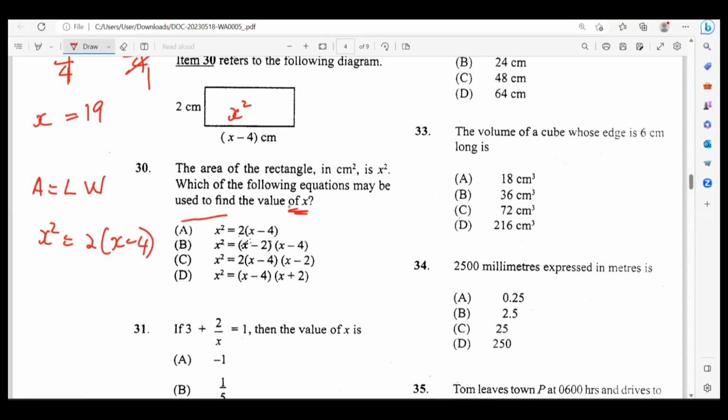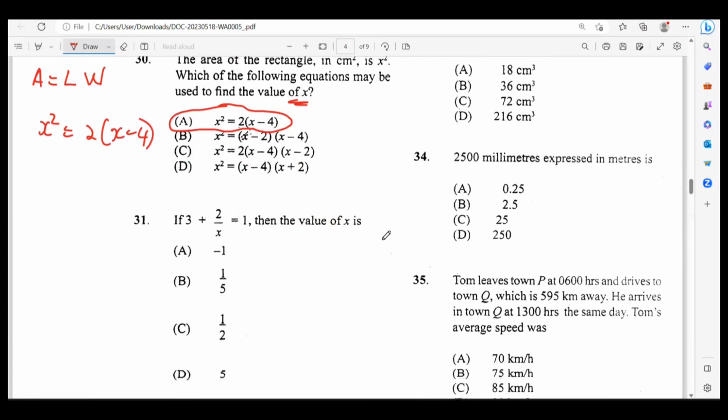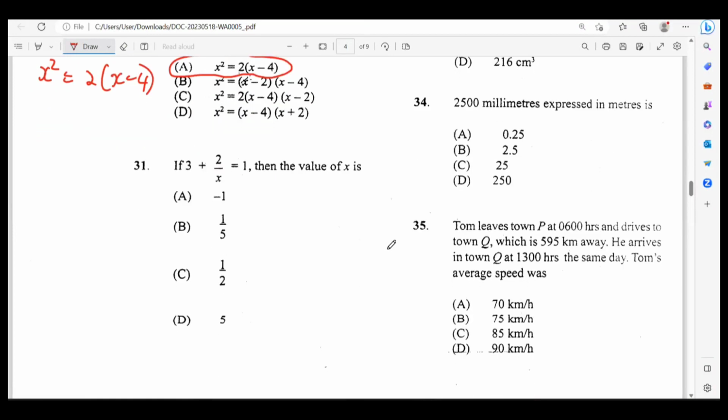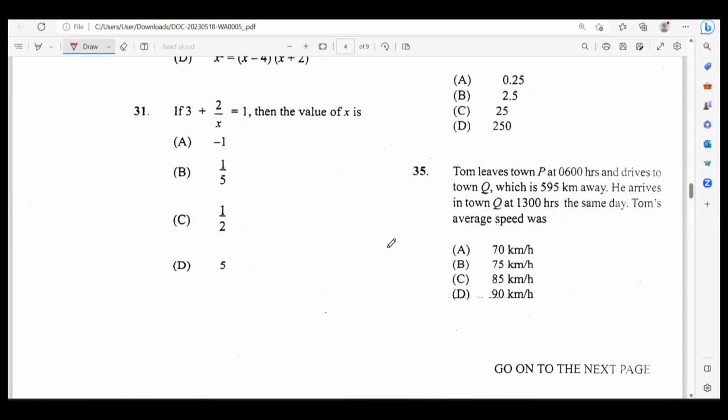So the fact that I did it and I'm seeing A looking like what I got already, I'm done. Because that's the idea. We can solve the problem right there. But they didn't want a solution. They want to know if you understand how you would have solved it. This question came to 31. So I think it's minus 1 we got. Well, anyways, you have 3 plus 2 over x, and this should equal 1.